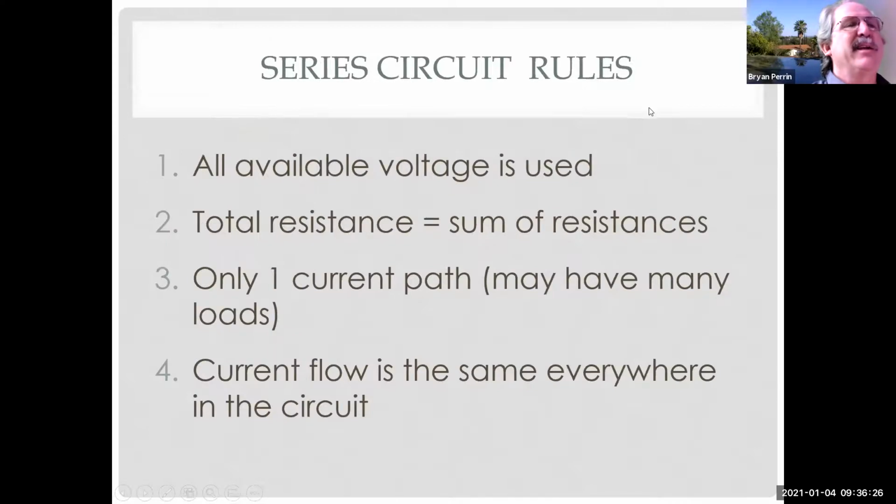So a series circuit has some rules, and you do need to know these rules. The first is that all available voltage is used. So in other words, if I start with 12 volts, when I get past my last load, I have to be at 0 volts. I have to have used it all.